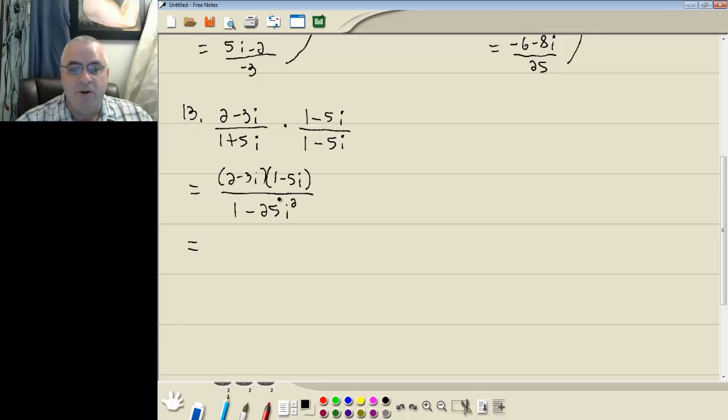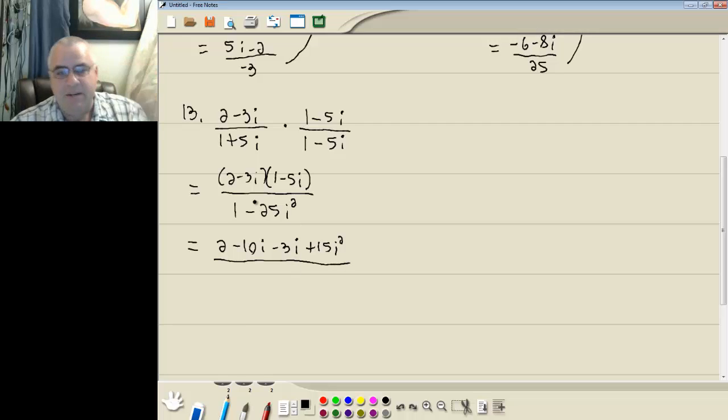Now up on top, I'm going to FOIL those, multiply them together. So 2 times 1 is 2. 2 times negative 5i is negative 10i. Negative 3i times 1 is negative 3i. And negative 3i times negative 5i gives us a positive 15i squared. Let me double check myself here. Usually I double check myself with the calculator, but obviously not here.